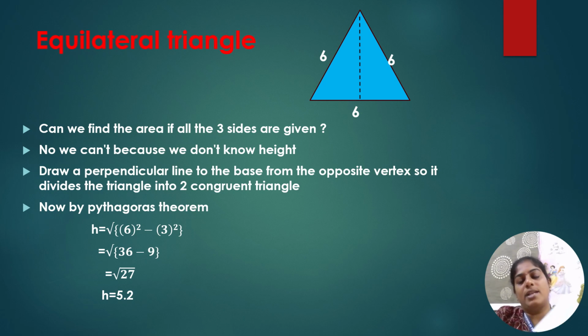So what is the base value you will be having? Here you are having 6. If you are dividing the triangle into 2, you will be having 3 as well as 3. So with the help of the Pythagoras theorem alone, you can find the value of height. That is root of the opposite two sides.